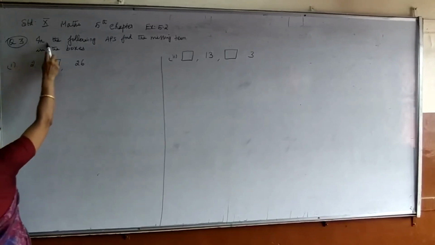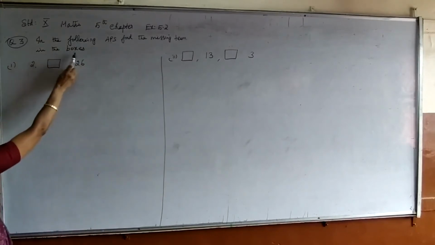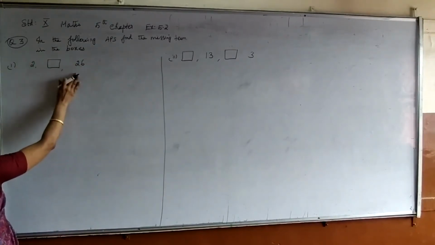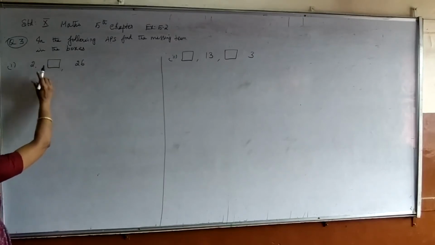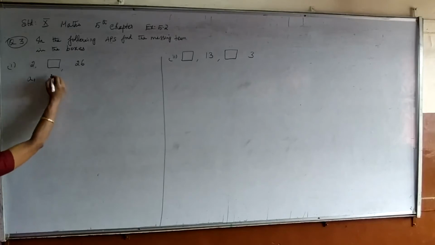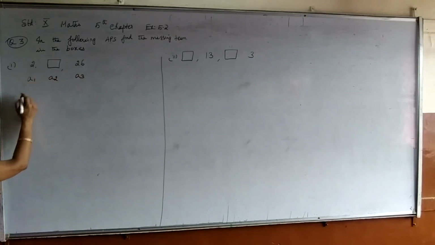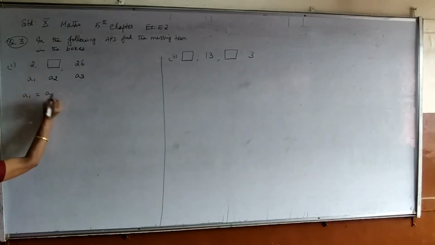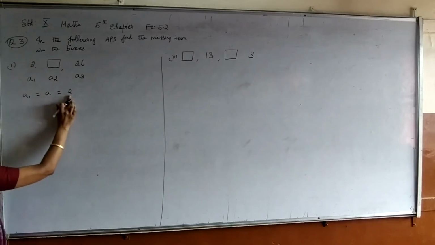Third question is, in the following APs, find the missing term in the boxes. Few terms are given. Out of the few terms, 1 or 2 are missing. They are asked to find out the missing. So we are going to use the one formula what we had used in the previous questions. The first term I have taken as a1, this is a2, and this is a3. We know a1 and a are the same, right? a2 is asked.